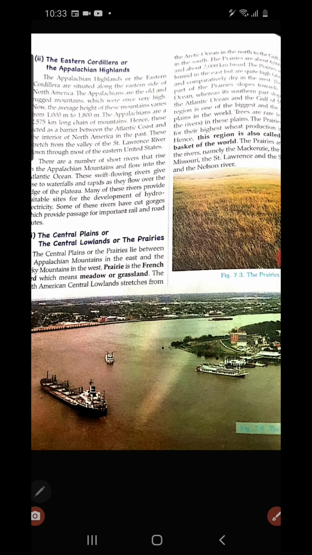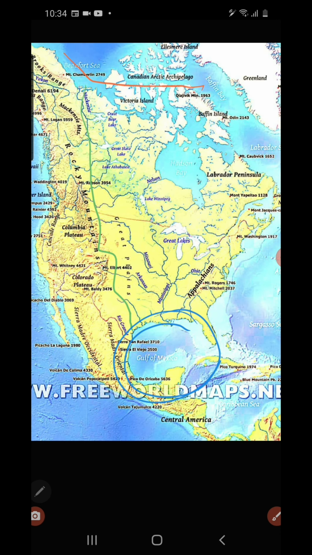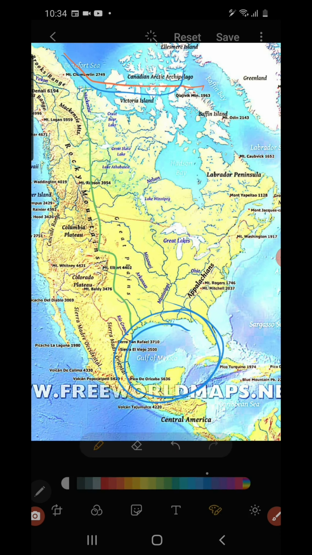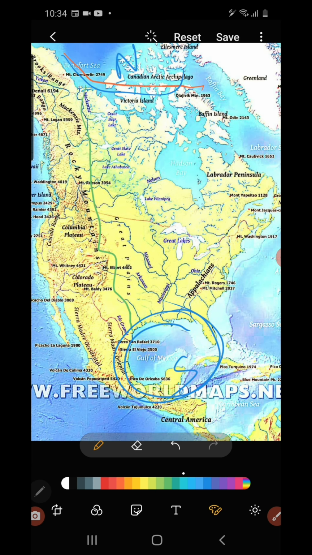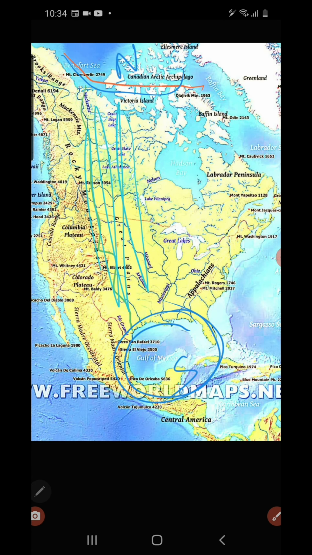It is stretching from here, the Arctic Ocean. So the prairie begins from there, then it reaches up to here, the Gulf of Mexico. So in the north is the Arctic Ocean, in the south the Gulf of Mexico, and from here to here is the extension of the prairie.